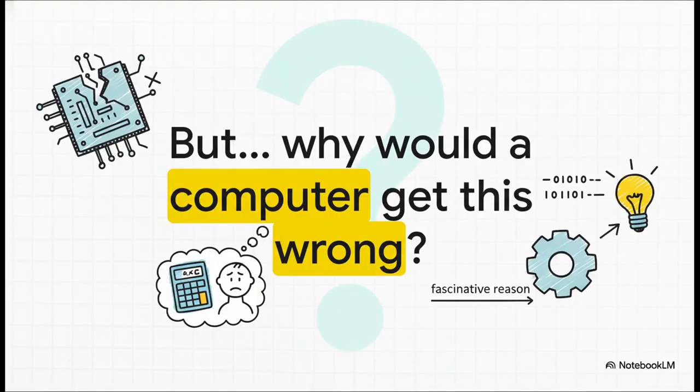So it really makes you wonder, how on earth can a machine that's built for perfect logical calculations get a simple sum like this wrong? Is your computer just broken? Is it a bug in the system? Well, the answer is no, and the reason why is actually pretty fascinating.